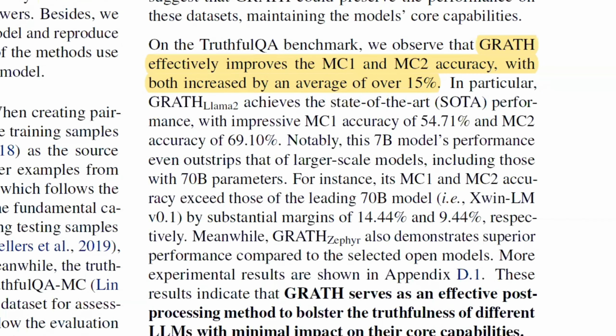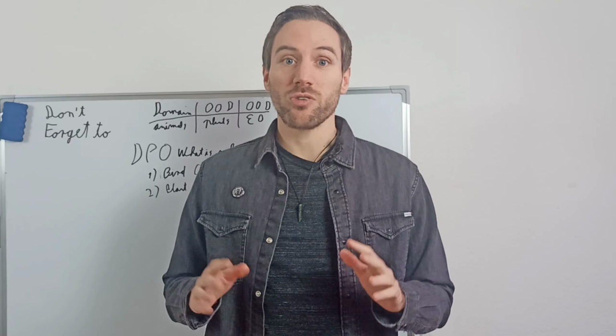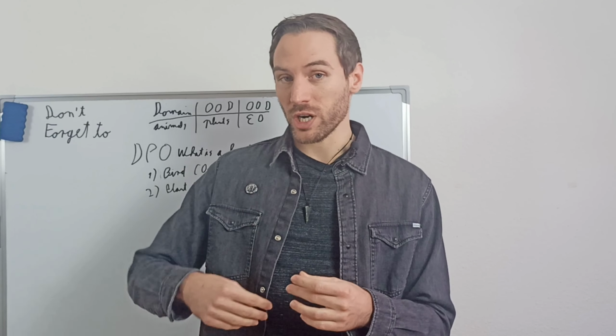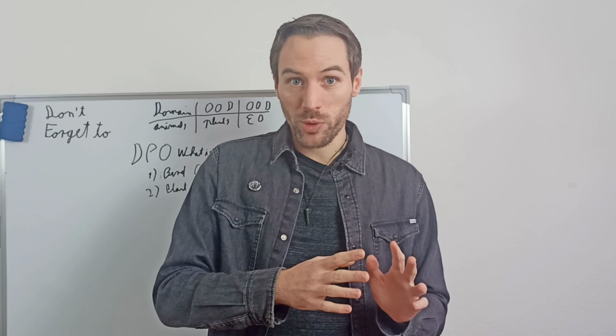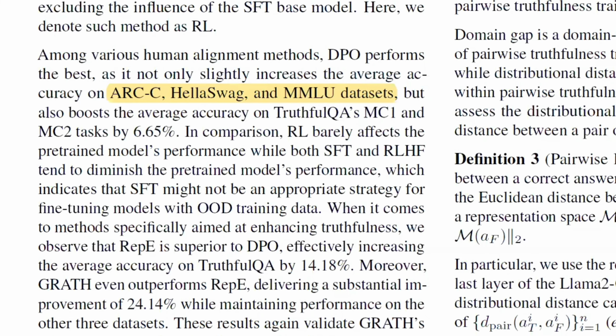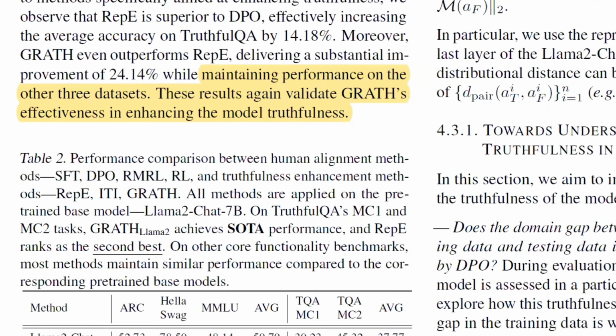So GRATH effectively improves the MC1 and MC2 accuracy with both increased by an average of over 15%. And notably, the 7 billion model's performance even outstrips that of larger scale models, including those with 70 billion parameters. It's also noteworthy to say that next to the TruthfulQA, there are also other tests for LLMs. For example, to measure comprehension, or if an answer is socially appropriate or not appropriate, and much, much more. I won't get into them, but with the ARC-C, HellaSwag, and MMLU datasets, LLMs trained through GRATH were maintaining performance on the other 3 datasets. These results again validate GRATH's effectiveness in enhancing the model truthfulness.